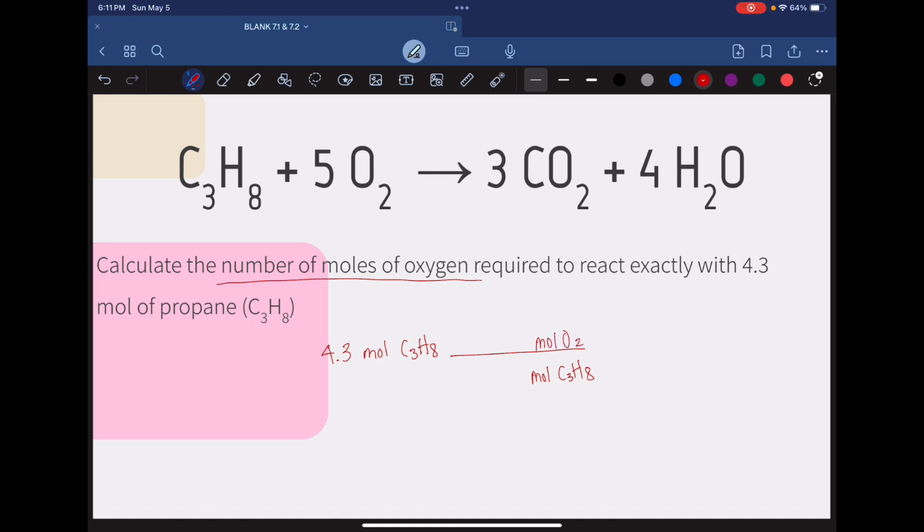We have to use the numbers from the balanced equation to fill in our molar ratio. So it's a 1 in front of propane and a 5 in front of oxygen. My moles of propane will cancel, leaving me with moles of O2. And if I do 4.3 times 5 divided by 1, that's going to be 21.5 moles of O2. So if I had 4.3 moles of propane, I would need exactly 21.5 moles of oxygen to make sure there's nothing left over.